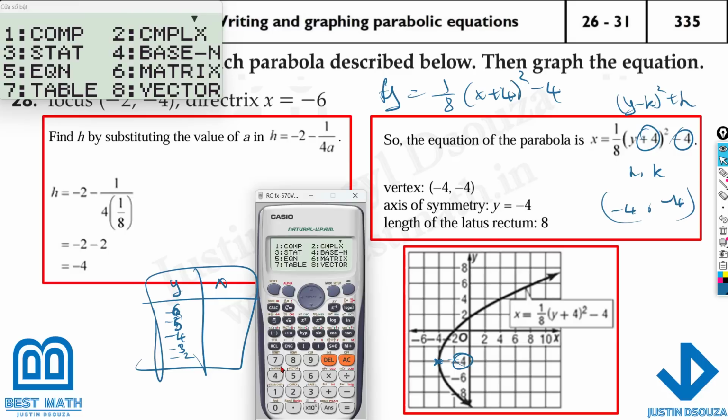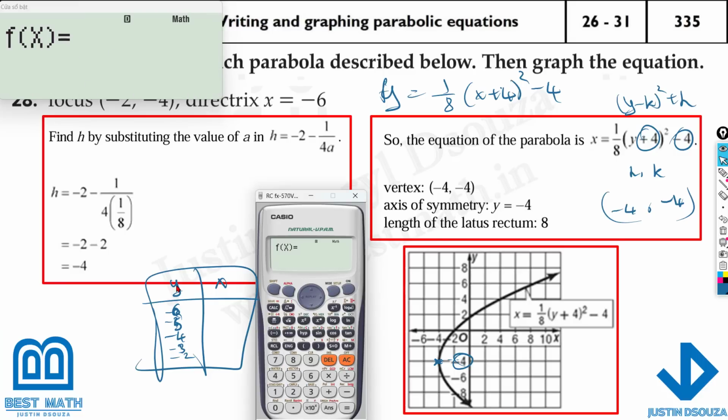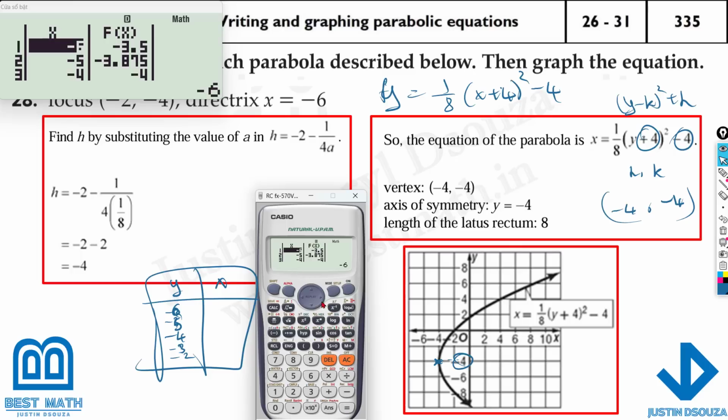Let's just go to mode 7. Now this is the equation, but when you type it out, it's 1 by 8. You open the brackets. You can't put y as the variable. It is x itself. The whole squared minus 4. Now when you press equal to, ignore this. Start. Where do you start? At minus 6. End it at minus 2. And step is 1.